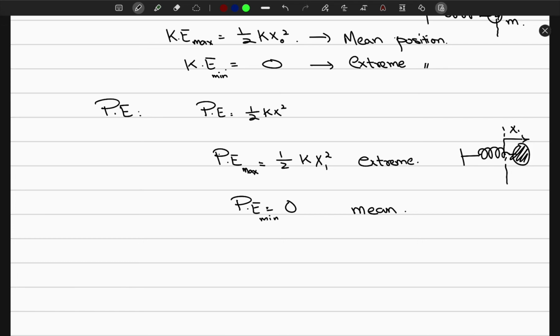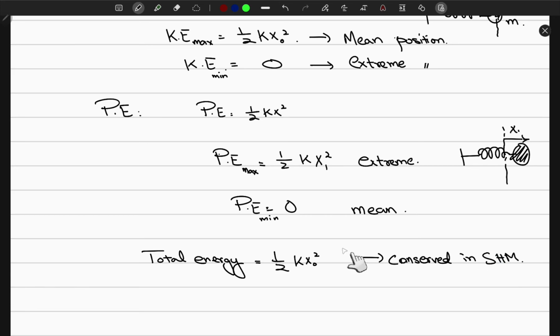Again, from the conservation of energy, the total energy of my system, which is half k x naught squared, should be conserved in SHM, right? So that's the conservation of energy, and this is the total energy of the system, which would be conserved in simple harmonic motion.